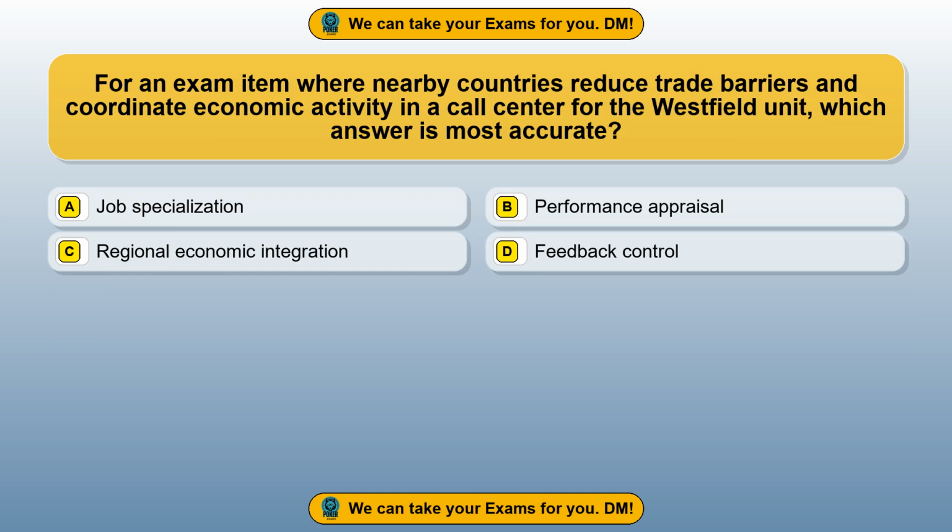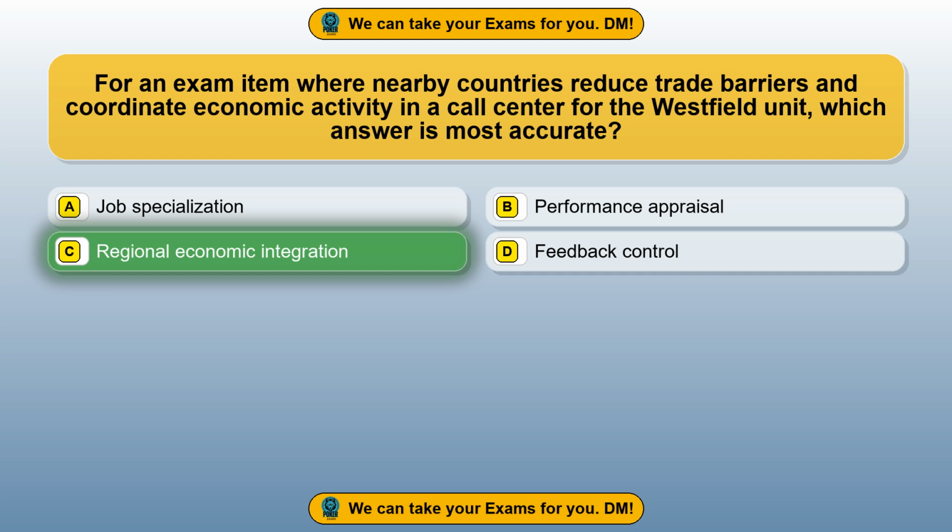Question 44. For an exam item where nearby countries reduce trade barriers and coordinate economic activity in a call center for the Westfield unit, which answer is most accurate? Option A, job specialization. Option B, performance appraisal. Option C, regional economic integration. Option D, feedback control. The correct answer is option C, regional economic integration.